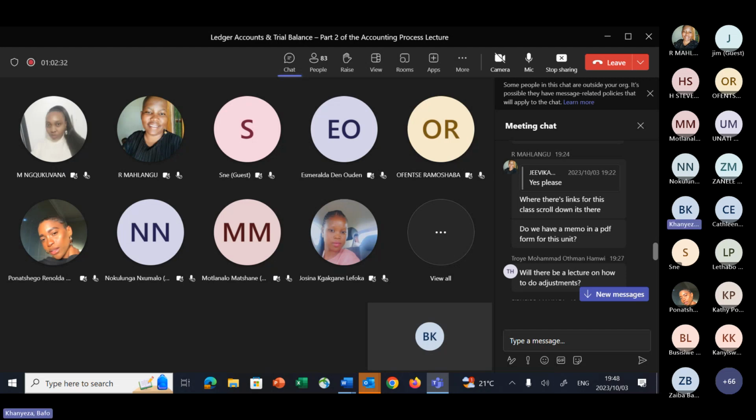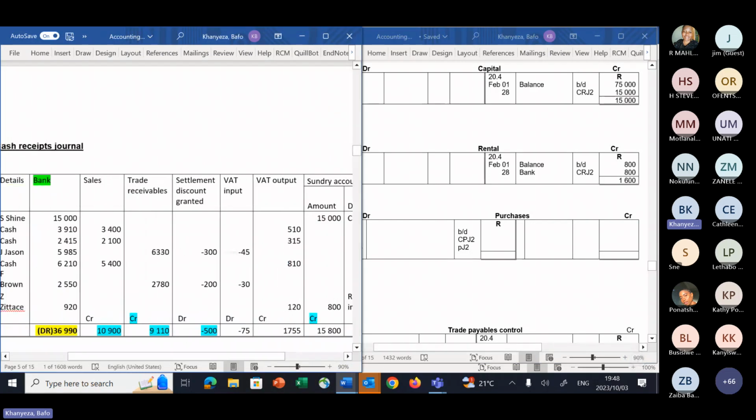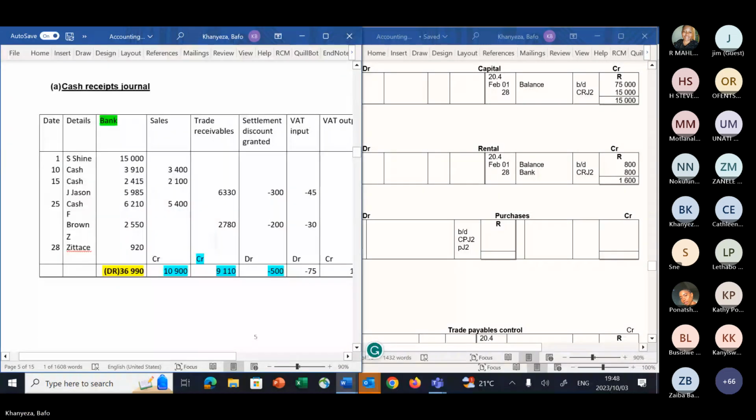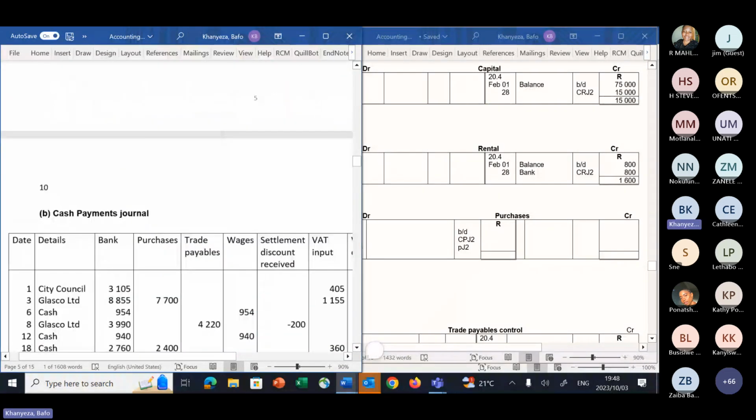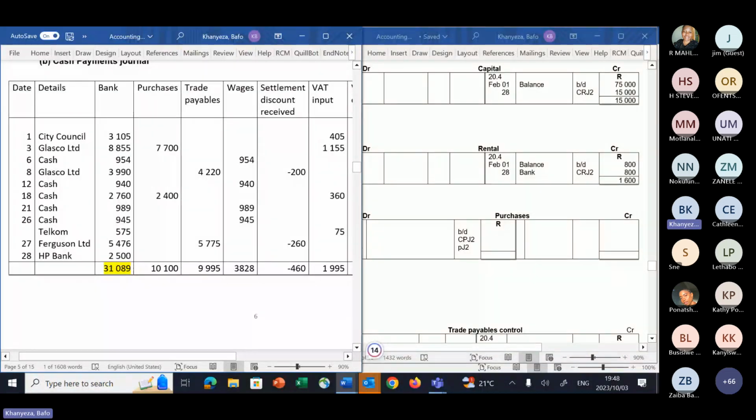Then now let's continue, after I've addressed some of the questions. If you've got questions that maybe I haven't addressed, then you can pop those questions in. Let's then look at the cash receipts journal, because we are following the logic of the cash receipts journal. We've already dealt with bank. We already said it in the cash payments journal.